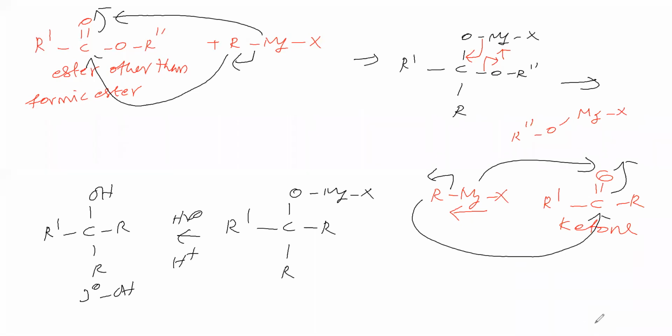So that was ester with the Grignard reagent. This is about the preparation of alcohol from Grignard reagent. Next, we will see the manufacture of methanol.